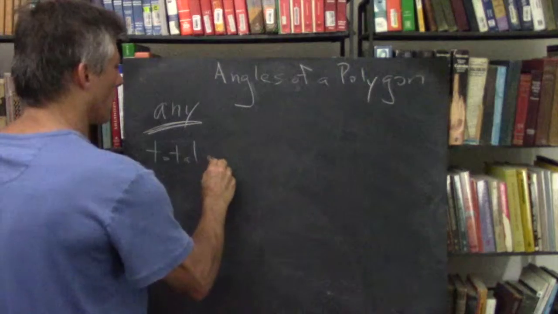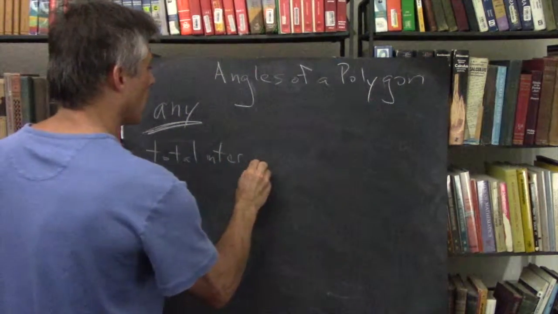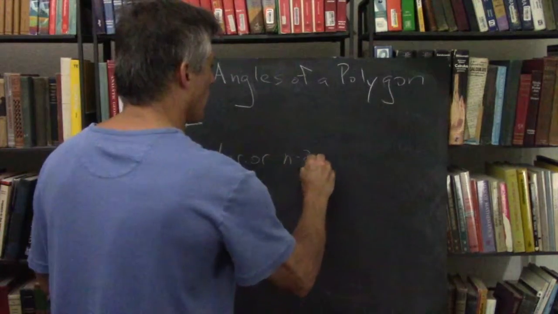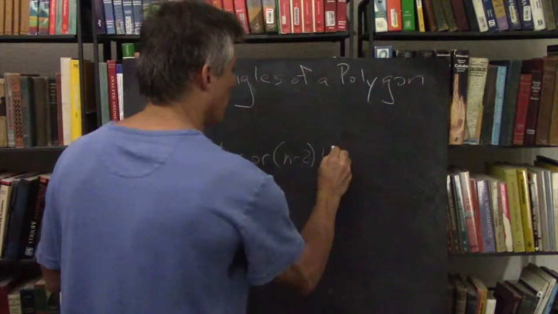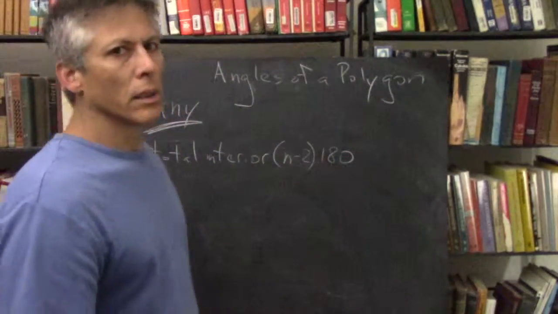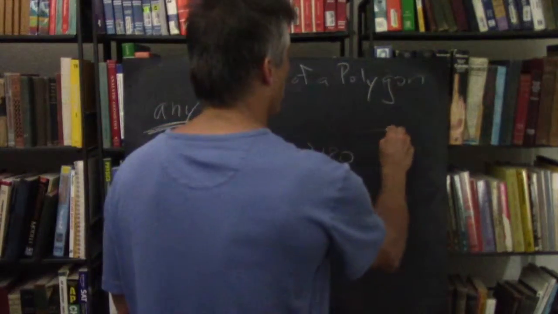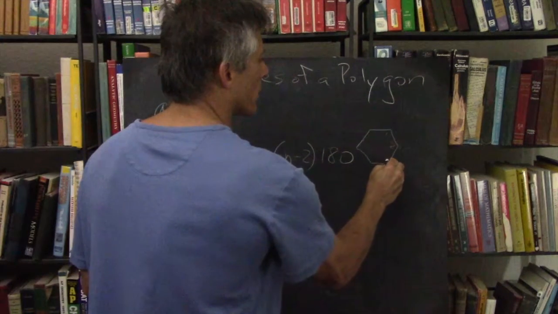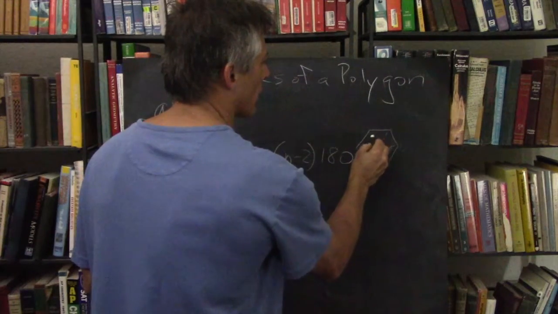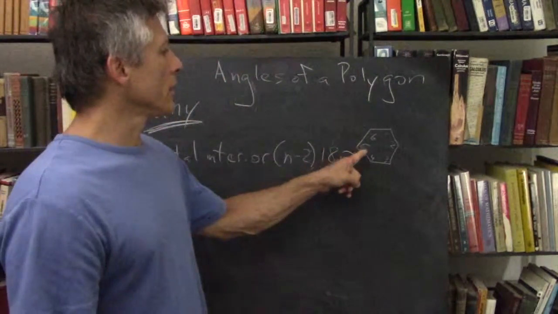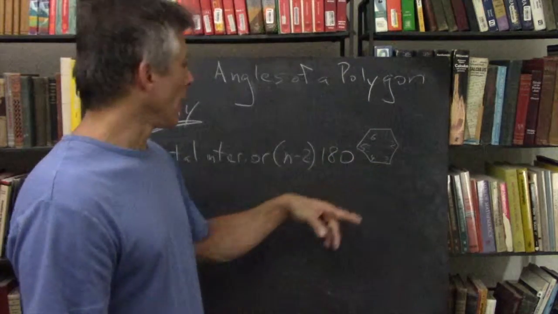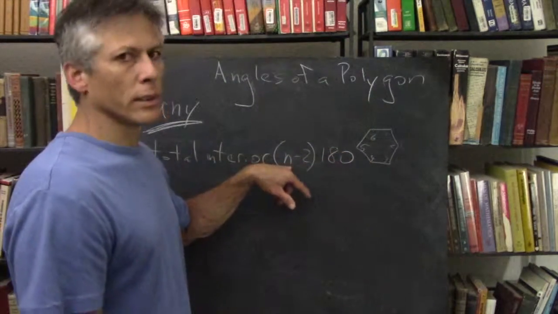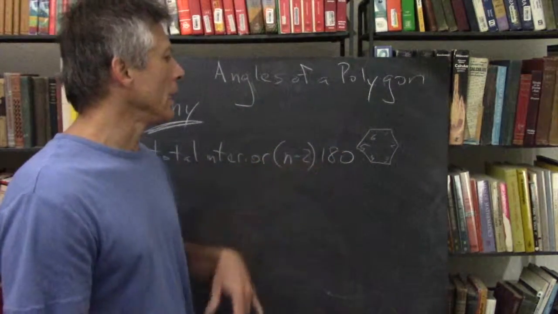the total interior angle measure is n minus 2 times 180. So if we've got a hexagon, all these angles, these are going to add up, the ones inside, to be n minus 2 times 180. 6 sides, n is 6, so we do 6 minus 2 times 180.